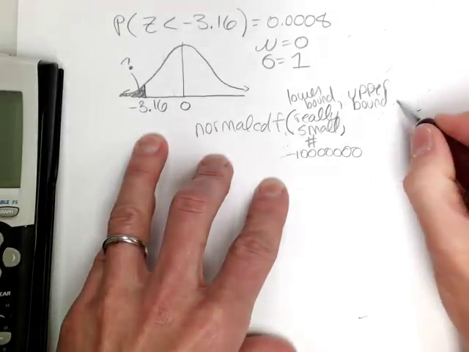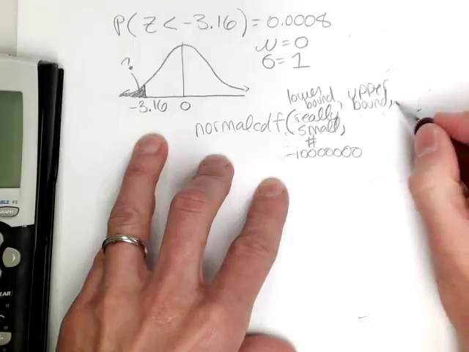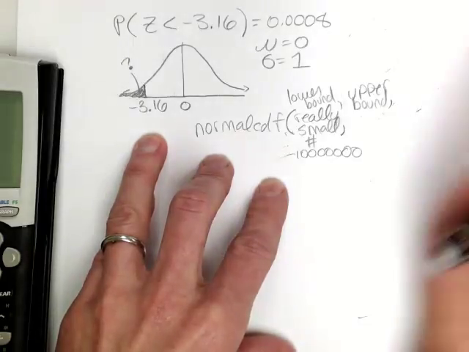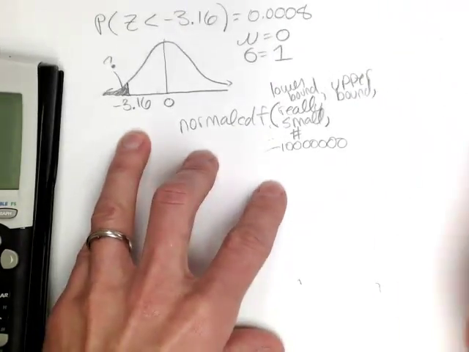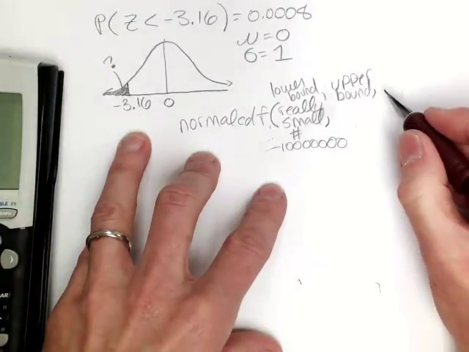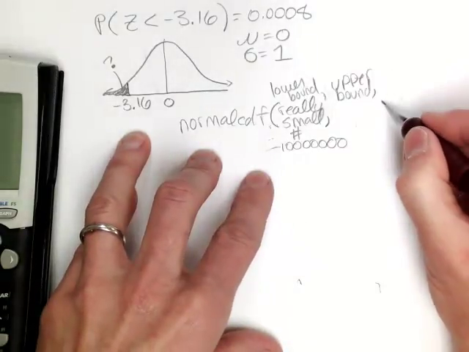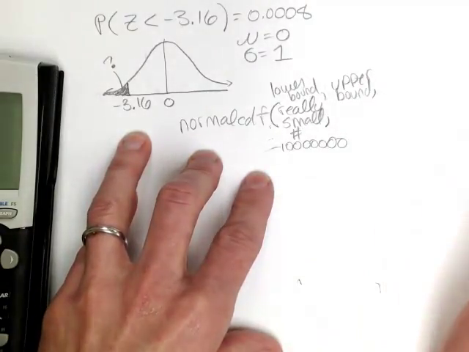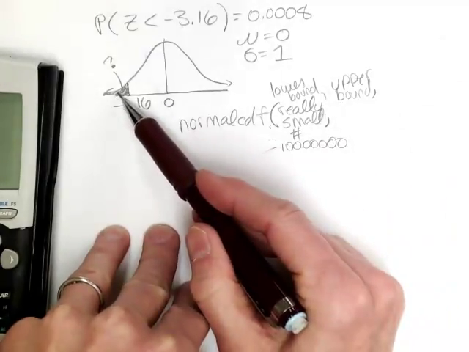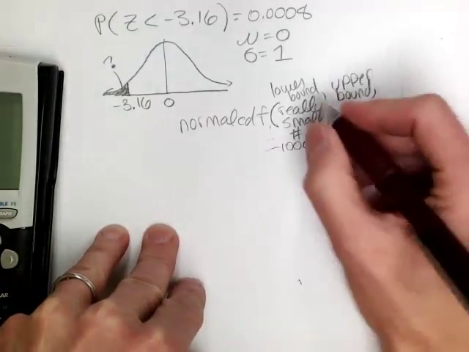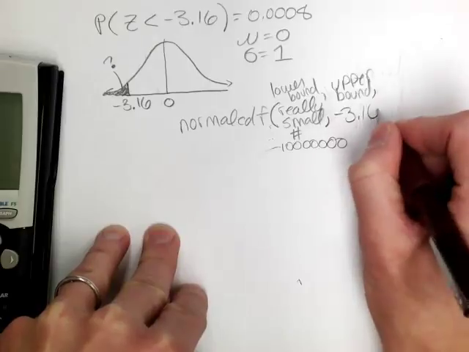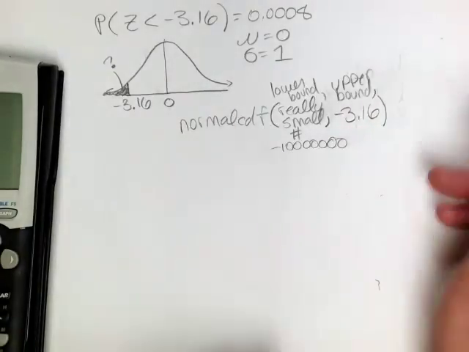Crazy lady. And then this is what I was saying. There's more stuff after that corresponds to the non-standard normal case. Okay, but at this point we would then close the parentheses. Okay, so lower bound, a really small number. In this case it's negative infinity. My upper bound in this problem is negative 3.16, and close the parentheses.